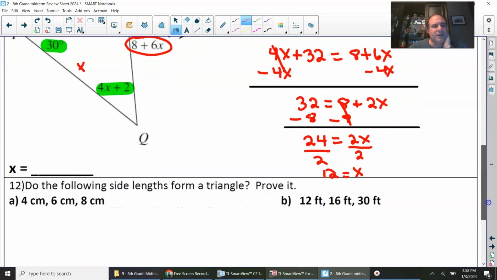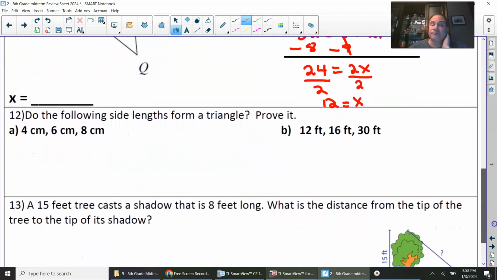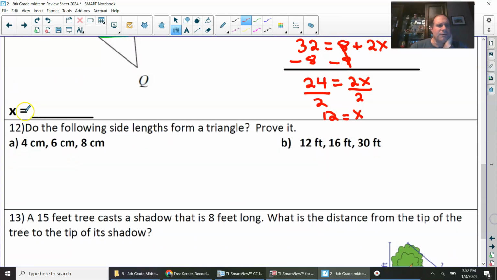And that one. Okay, so that was not easy. So x equals 12. Let me put that there. Do the following side lengths form a triangle, not a right triangle, a triangle.